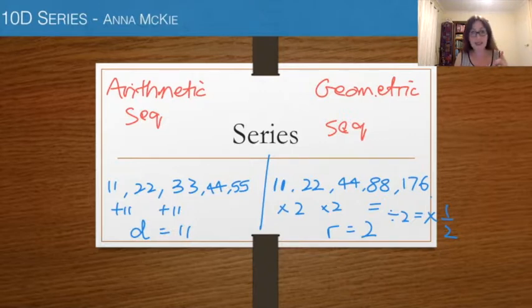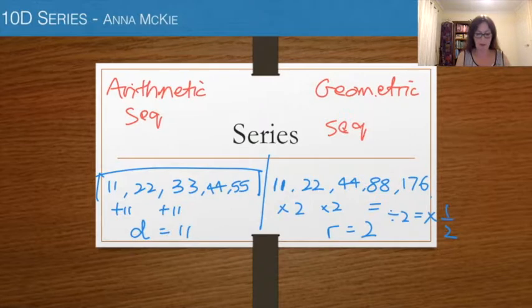Now series are where you take these and add them up. So if you wanted the first 5 terms in that arithmetic sequence, you would be adding them up to get the series. So that's a quick idea of where we're heading with this. An arithmetic series and a geometric series is where you add up a certain amount of terms, or you look at what they're doing forever and ever.